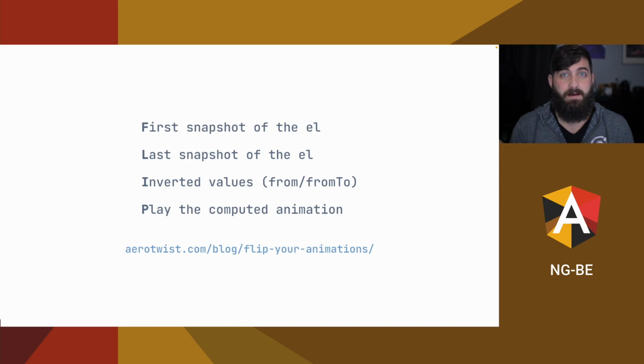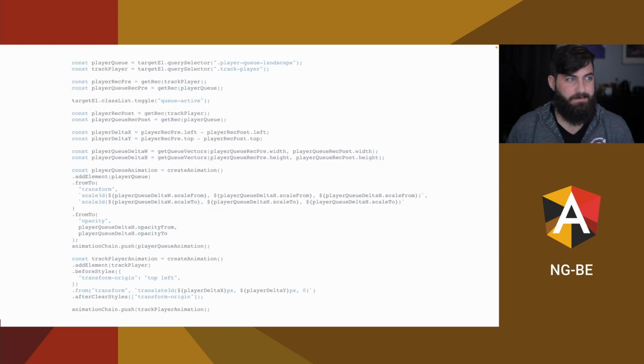You get the snapshot of an element, you get the first position, and then you cause a layout change. Then you get the snapshot of that new layout change. You invert the values, you do some math to figure out the delta, and then you use that data to create an animation and play it. So first, last, invert, play: FLIP. So what does this look like in practice?